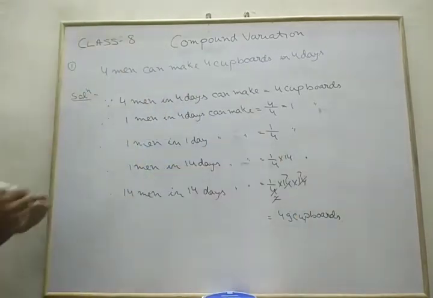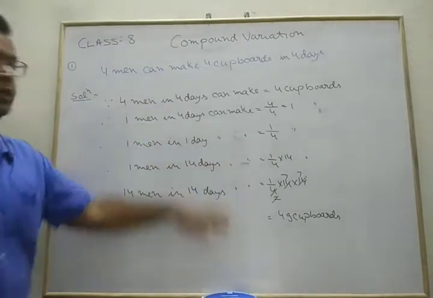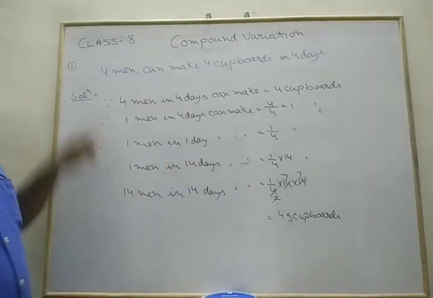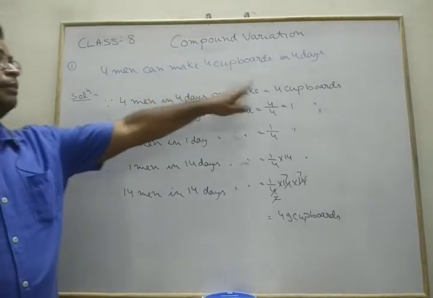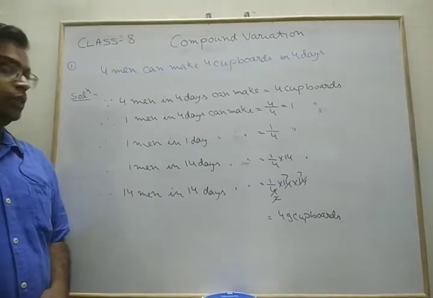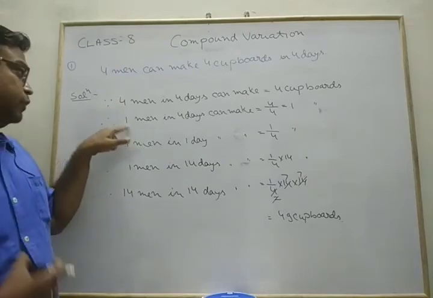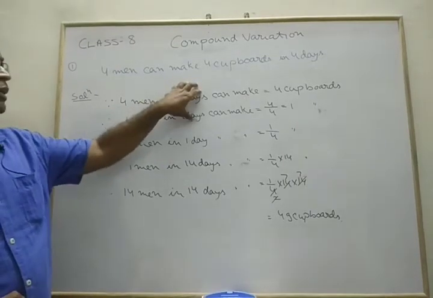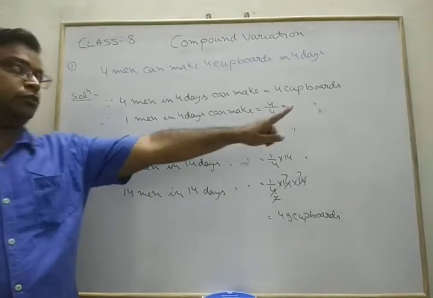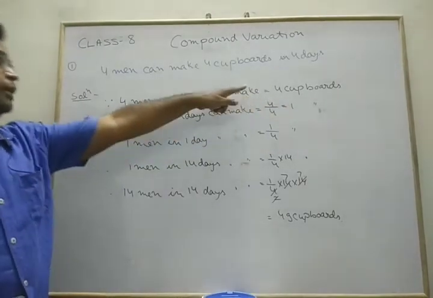So this is your solution. Once again, a brief overview of this unitary method. 4 men in 4 days can make 4 cupboards. It's easier. Given this, we start to decrease from the left side. 1 man, with a constant number of days, can make 1 cupboard. 4 men make 4 cupboards.